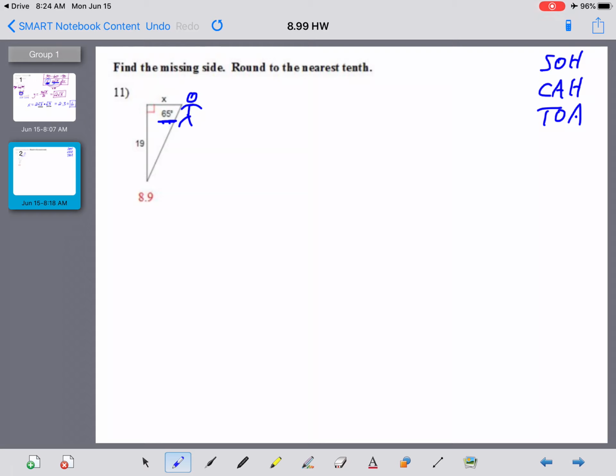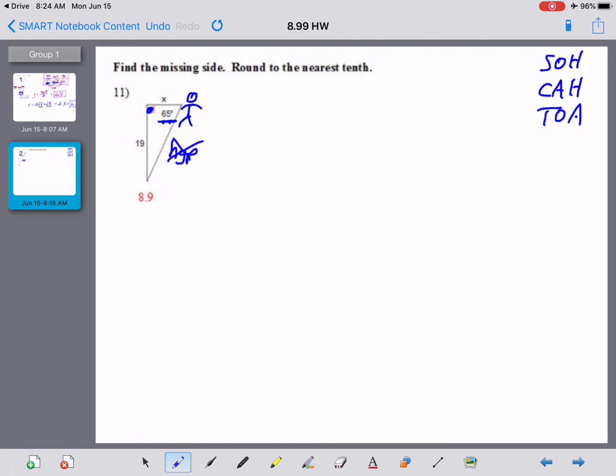Anyway, let's take a look at what's going on. X is the side that we want to know. 19 is the side that we do know. Now here's your right angle, which means that this side over here is your hypotenuse. We don't know the hypotenuse, and we're not being asked to find the hypotenuse. So that tells you something right there.